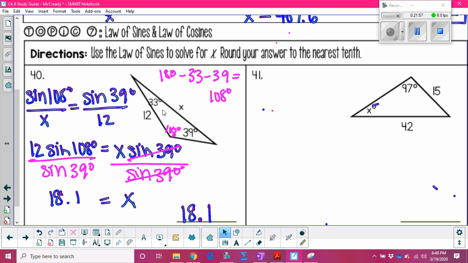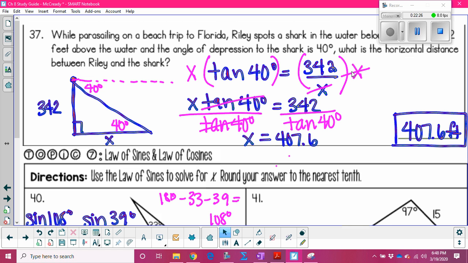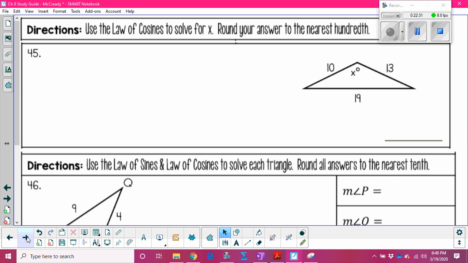Okay, let's look at number 45. For number 45, we're going to be using the law of cosines, and you're going to solve and round your answer to the nearest hundredth. You have to find the largest angle first, which is what I have labeled here. Looking at this, you're going to use the side which is across from the angle that you want. Sorry, I jumped around over here.